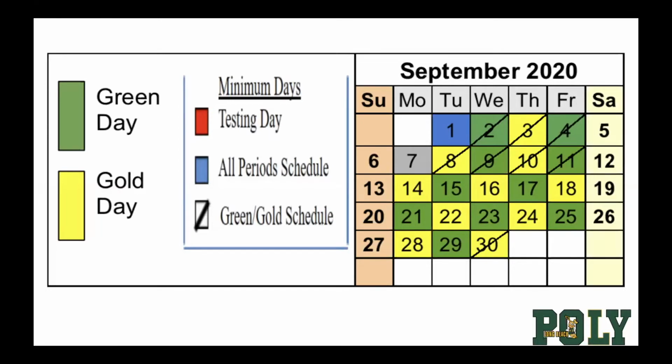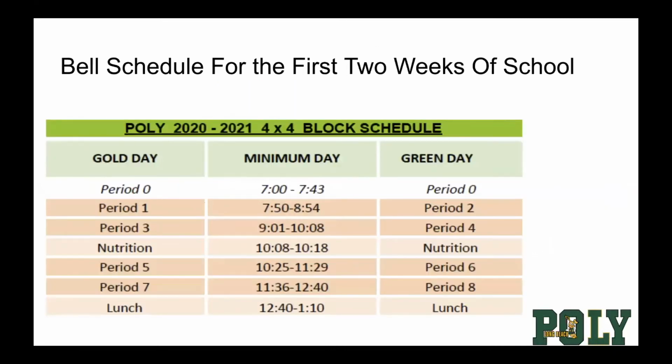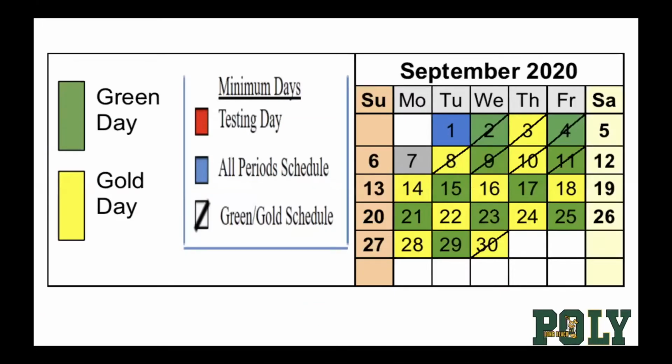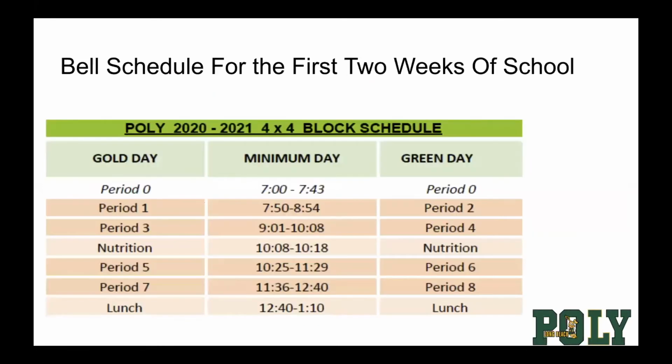I'm so glad you asked. And remember, I'm going to give this to you as well. So you'll be using this schedule. Notice we start at 7:50 in the morning for our first period class, and we're ending at lunchtime at 1:10. It's a shortened day. You're going to follow this schedule in combination with our green gold day schedule to know exactly where you're supposed to be and when you're supposed to be there. And remember, we're going to be using this schedule for the first 2 weeks of school.